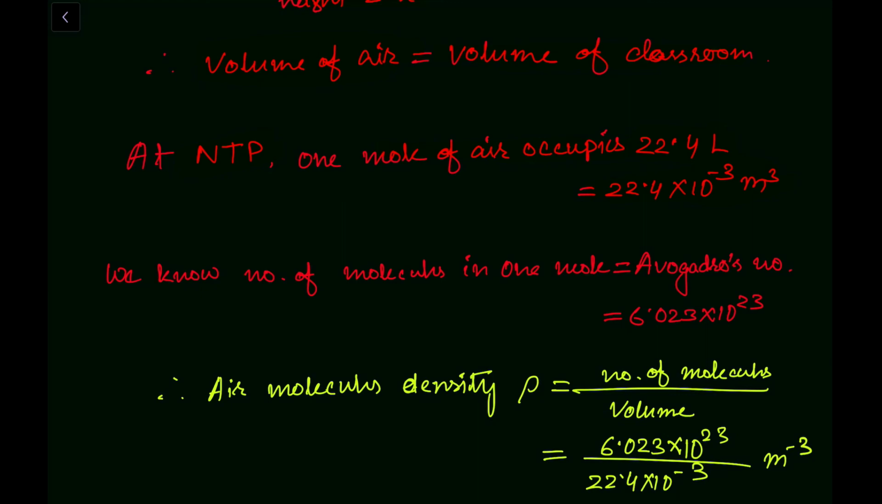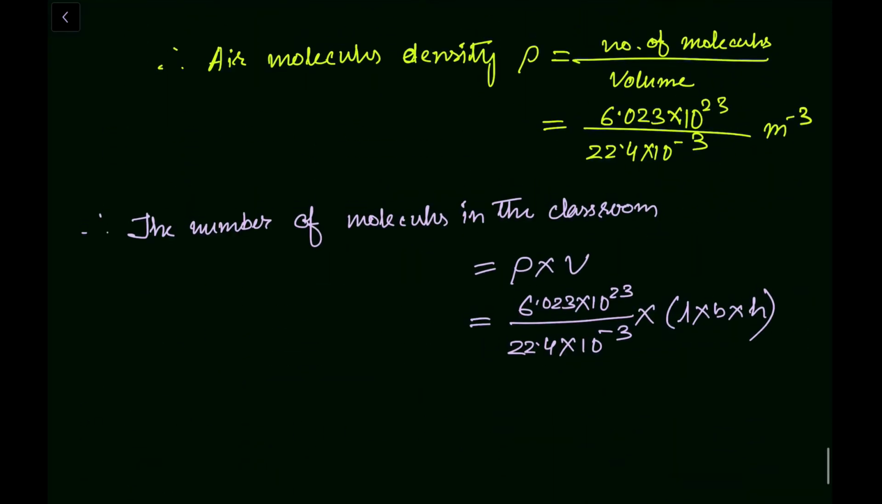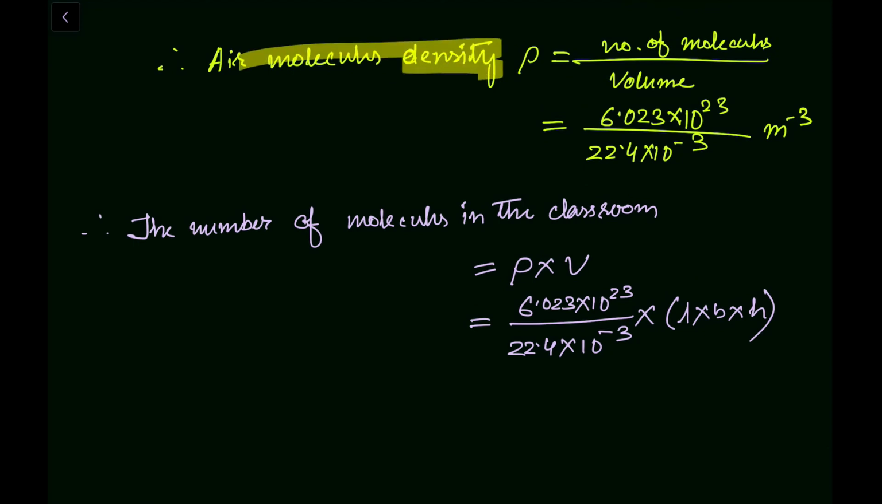Okay, now we know that the number of molecules in 1 mole is equal to the Avogadro's number, and the Avogadro's number has a value of 6.023 into 10 to the power 23. Therefore, the air molecule density, denoted with rho, is the number of molecules per unit volume. Therefore, 6.023 into 10 to the power 23 divided by 22.4 into 10 to the power minus 3, this much per meter cube. Okay, this many molecules per meter cube of volume.